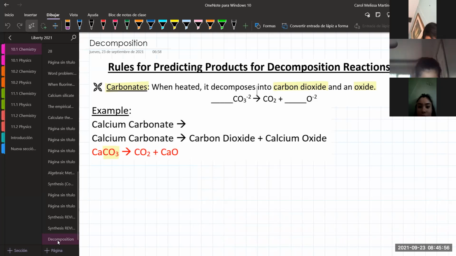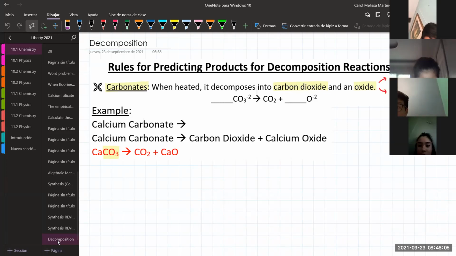This oxide, remember that we can have two kinds of oxides. We can have metal oxide or we can have non-metal oxide. Okay? But the answer that we most likely wanna have are gonna be just metal oxides. Remember this, keep this in mind. Now, it says it decomposes into carbon dioxide and oxide. This is an example. They are giving me calcium carbonate and I need to predict what is going to be formed. Okay?